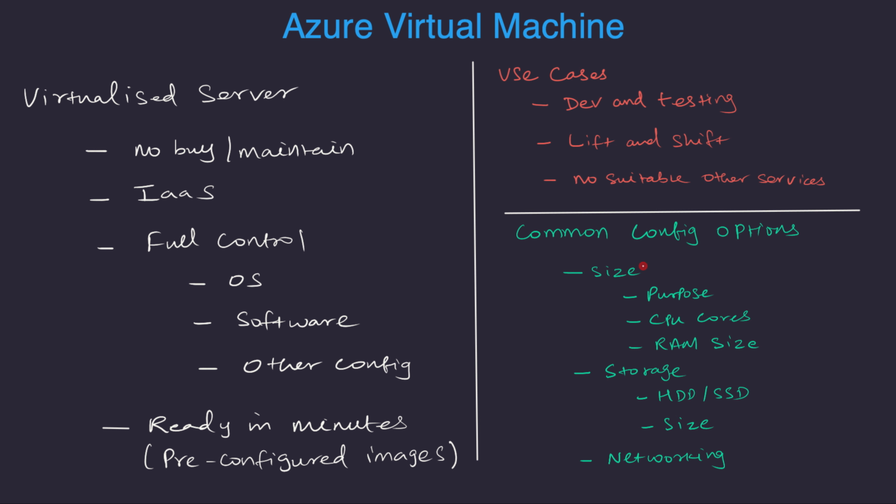Let's look at some of the common configuration options available when you are creating a virtual machine. The first one is called size, which defines the purpose, number of CPU cores and the RAM size that you are going to provision. Let's look at purpose a little bit more in detail. Normally, you have three different purposes. The first one is called general purpose, which is the common one that you'll go for usually. And the other two are high performance computing and memory optimized.